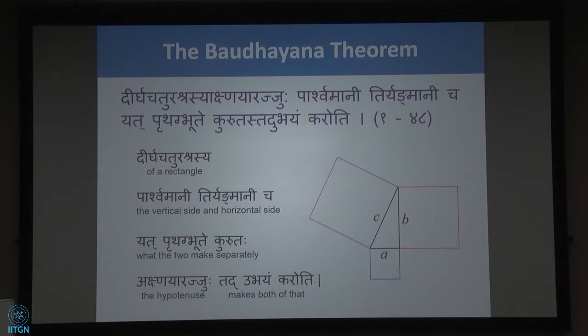So this is the Baudhayana theorem as it is famously stated in the Baudhayana Shulba Sutra. Dirgha chaturashrasya akshnya rajjuhu parshvamani tiryangmani cha yat pritak bhute kurutas tadubhayam karoti. So if you want to parse this phrase by phrase, Dirgha chaturashrasya, of a rectangle, parshvamani tiryangmani cha, the horizontal and the vertical side, yat prithak bhute kurutaha, what they do individually, the akshnya rajjuhu, which is a term that is used to refer to the hypotenuse, it does both of that, tadubhayam karoti.